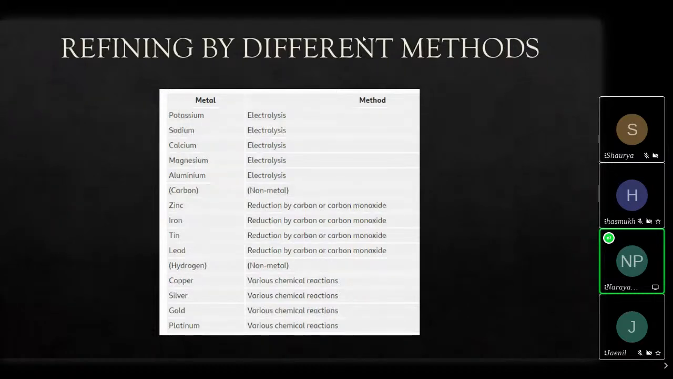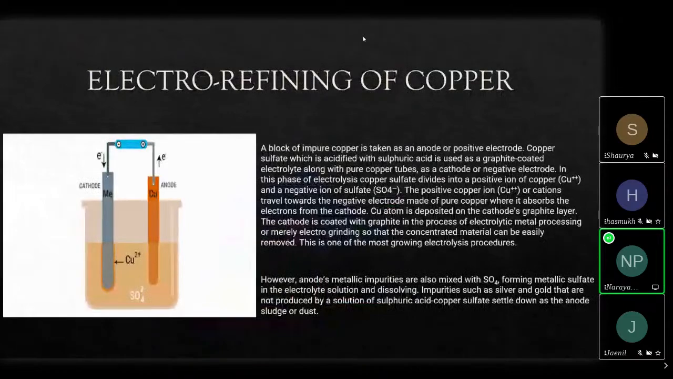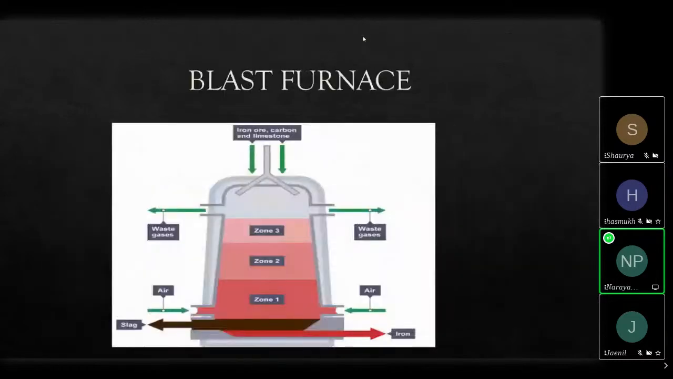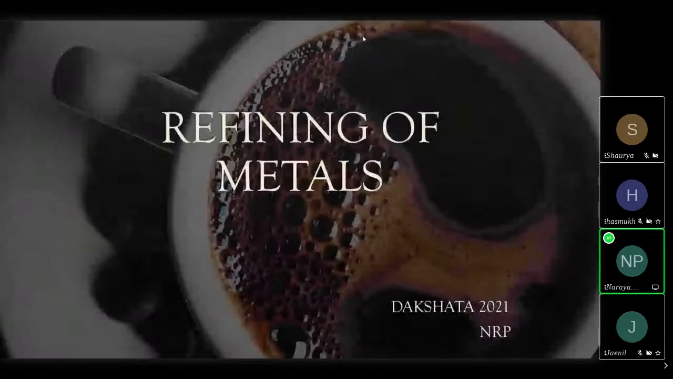Heating generally is done with carbon or carbon monoxide by reducing the impurities. Okay, guys. So basically, this was a short presentation. If there are any doubts or questions, fire away.